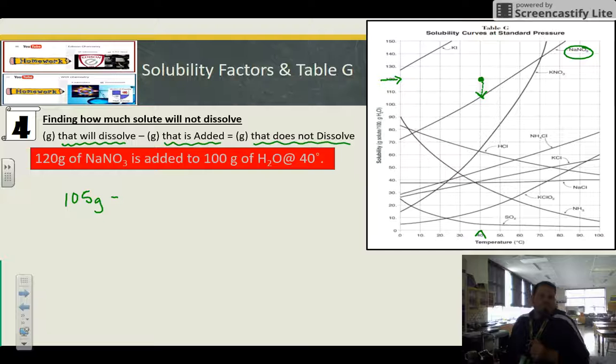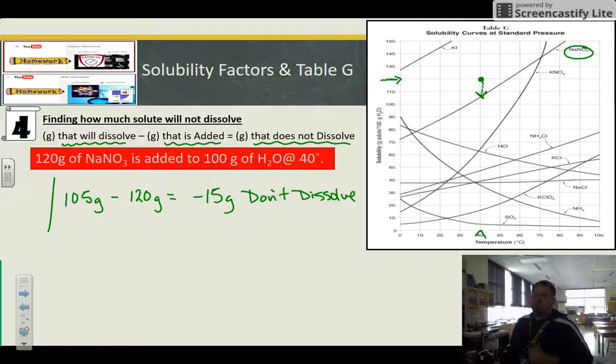I'm going to do some subtraction. I added 120 grams. How much didn't dissolve? 15 grams. And if when you're doing this, you do 120 minus 105, I'm okay with that. You're still going to get 15.